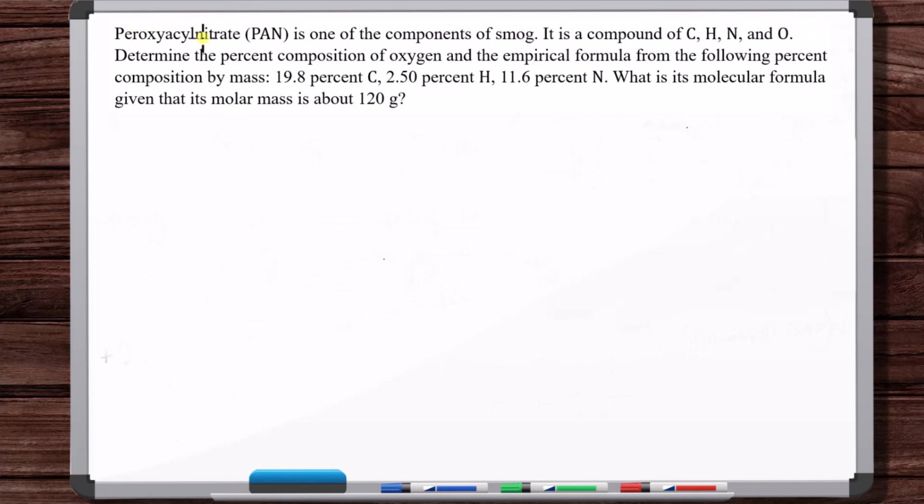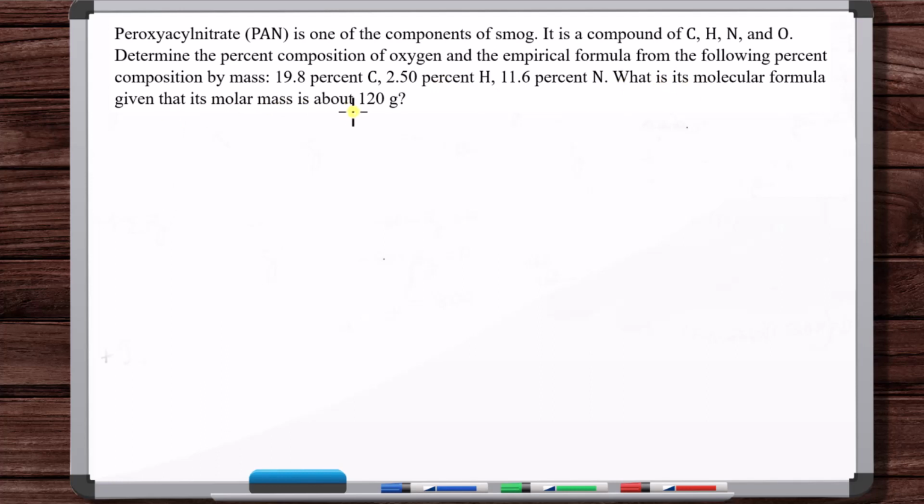All right, peroxyacyl nitrate is one of the components of smog. It is a compound of carbon, hydrogen, nitrogen, and oxygen. Determine the percent composition of oxygen and the empirical formula from the following percent composition by mass. What is its molecular formula given that its molar mass is about 120 grams?